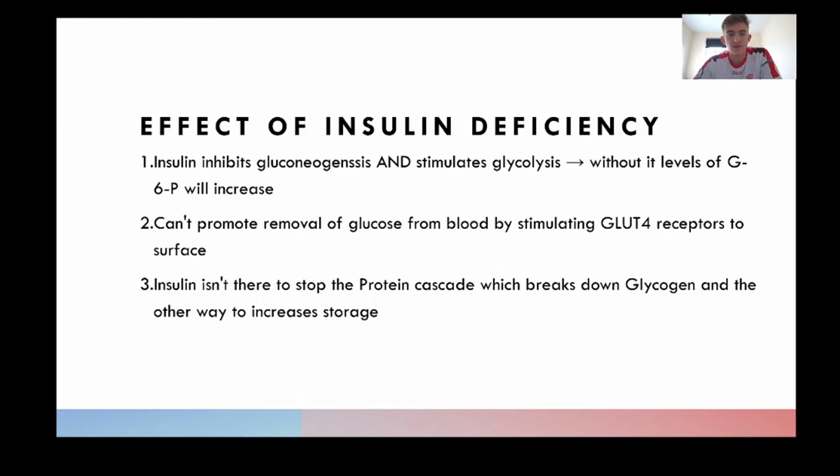Also, insulin isn't there to stop that protein cascade, that complicated thing that we talked about, phosphorylase phosphorylating phosphorylase kinase and stuff like that. So therefore insulin isn't there to stop the breakdown of that glycogen, another way to increase storage. So basically the breakdown of glycogen is favored in that cascade, leading again to hyperglycemia.